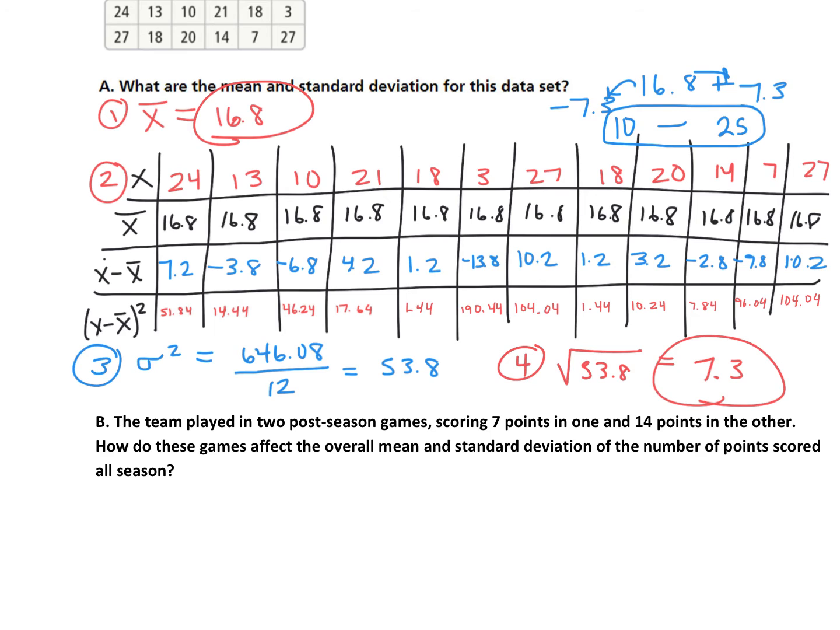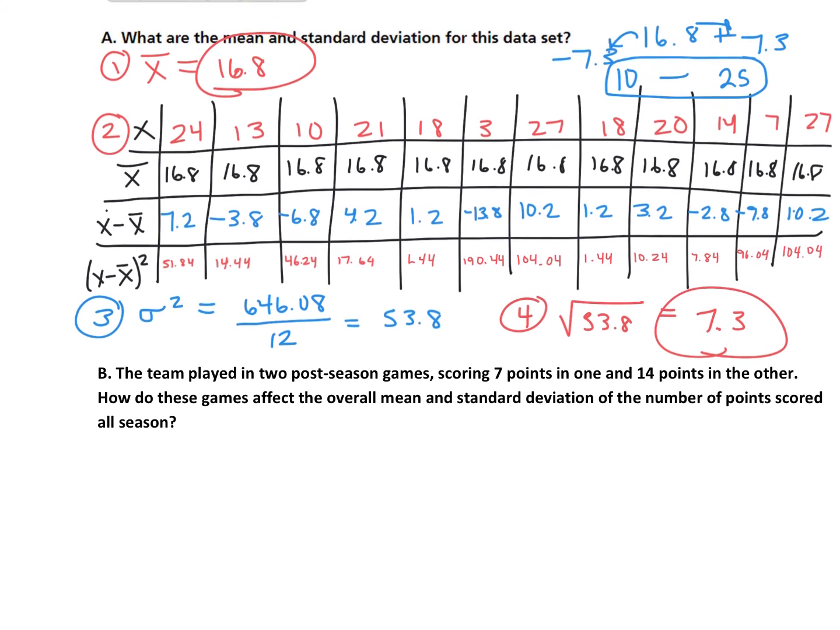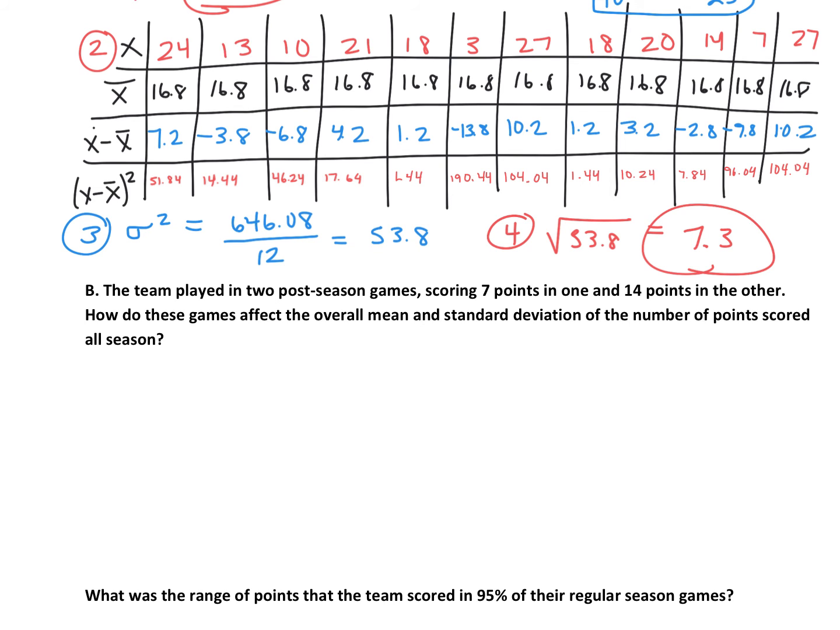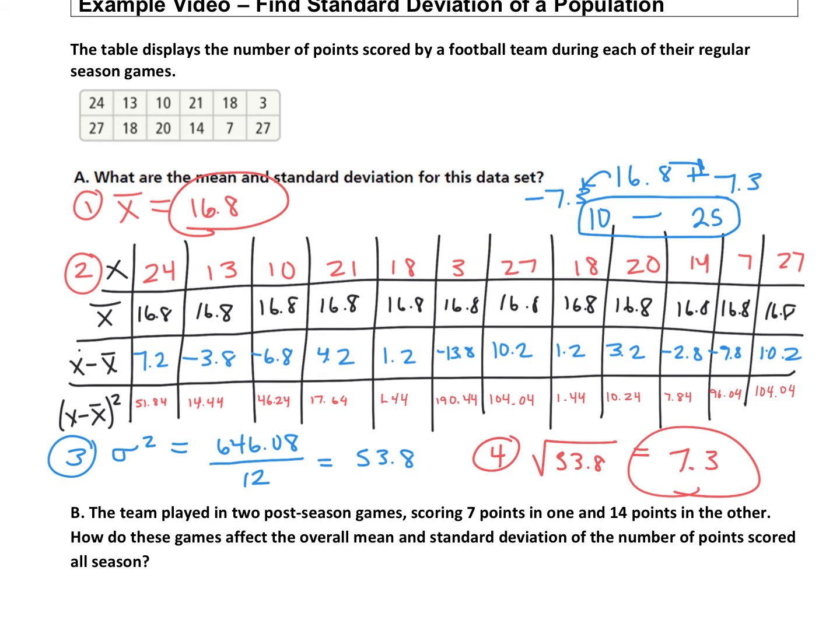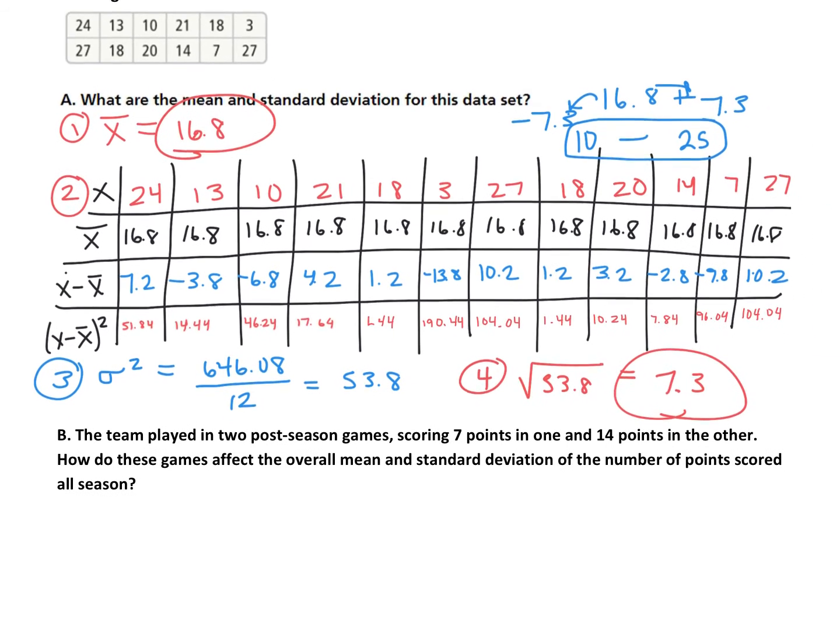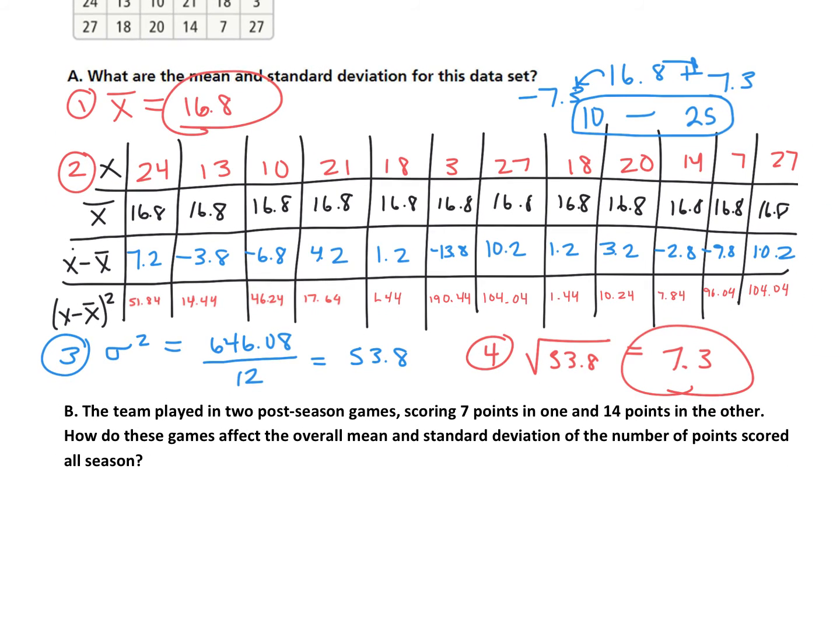All right, so our next question: the team played 2 postseason games, scoring 7 points in one and 14 points in the other. How do these games affect the overall mean and standard deviation of the number of points scored all season? So what that's basically asking us to do is add in those 2 scores. So when we found our mean, well, I guess we said it was 16.8. Had we done that by hand, we would just add in plus a 7, plus a 14.